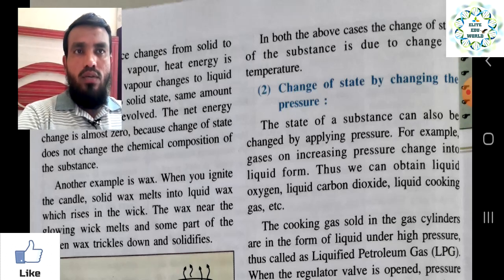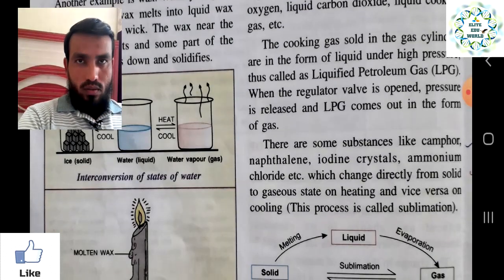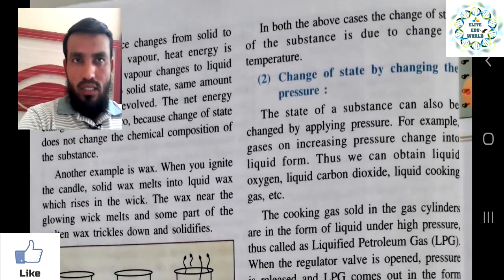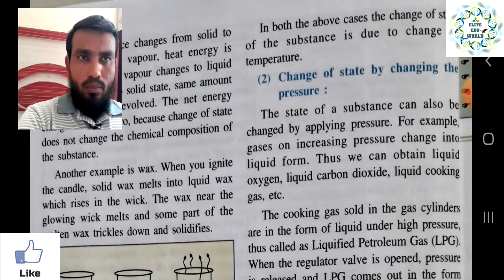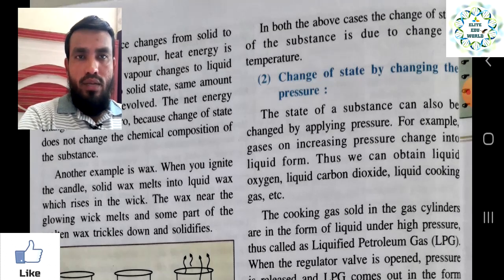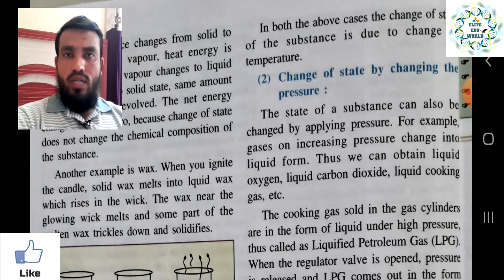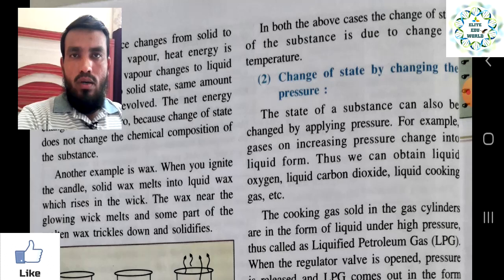The change of state can also be brought about by pressure. Sometimes by applying pressure, the state of a substance can be changed. For example, gases change into the liquid form on increasing the pressure. Thus we can obtain liquid oxygen, liquid carbon dioxide, or liquid cooking gas, right. If you take the example of our cooking gas, it is actually a gas, but what is written over here is liquefied petroleum gas, so it is in the form of a liquid.